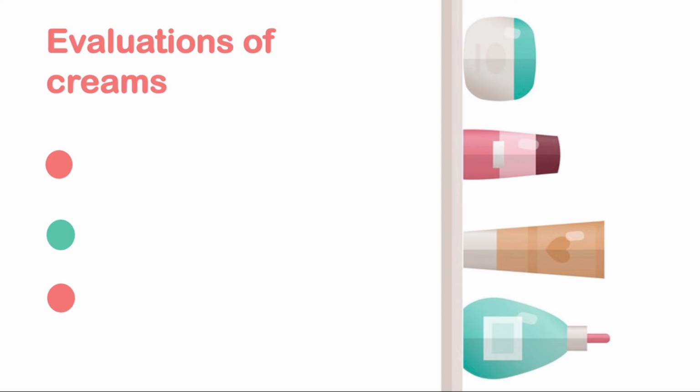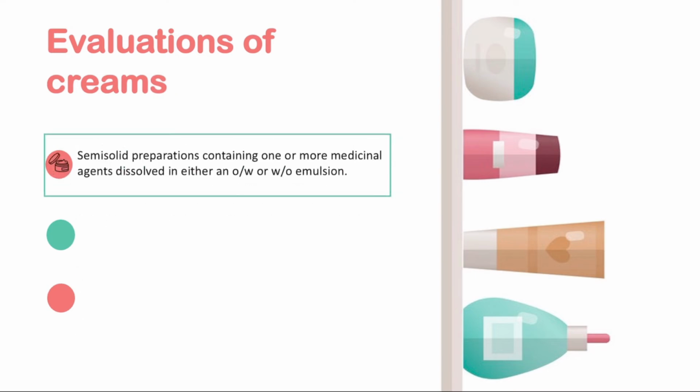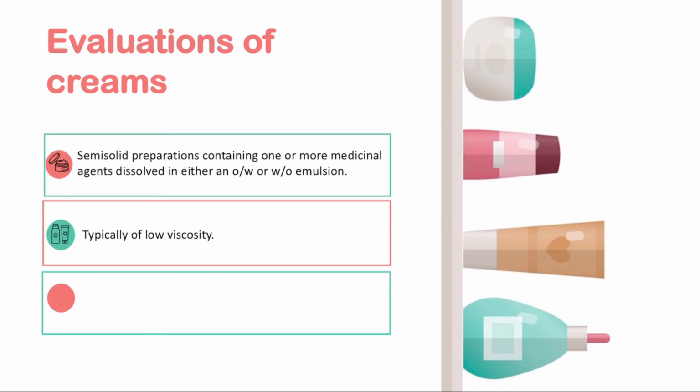Another type of semi-solid is a cream, which contains one or more medicinal agents and is divided into two types: oil in water or water in oil. It appears as a low viscosity, creamy white preparation.